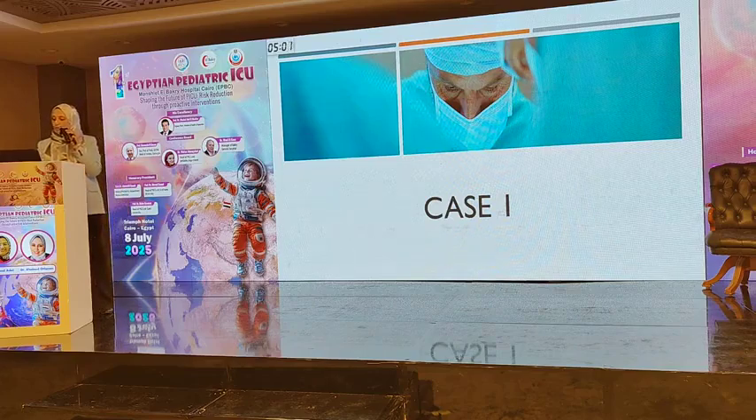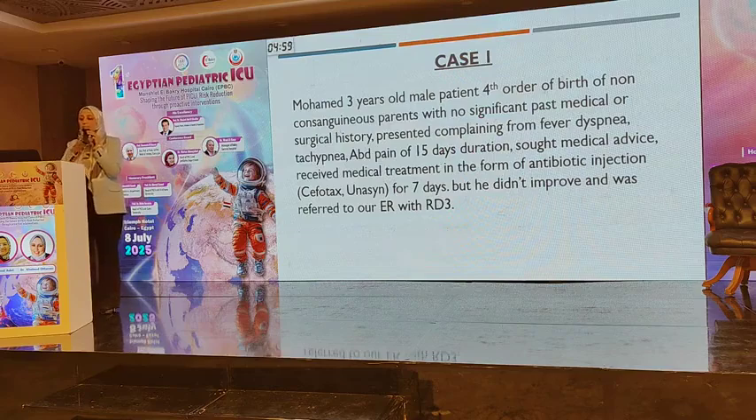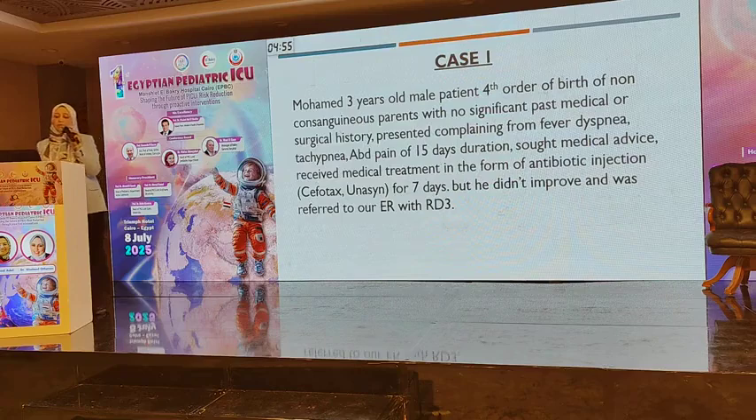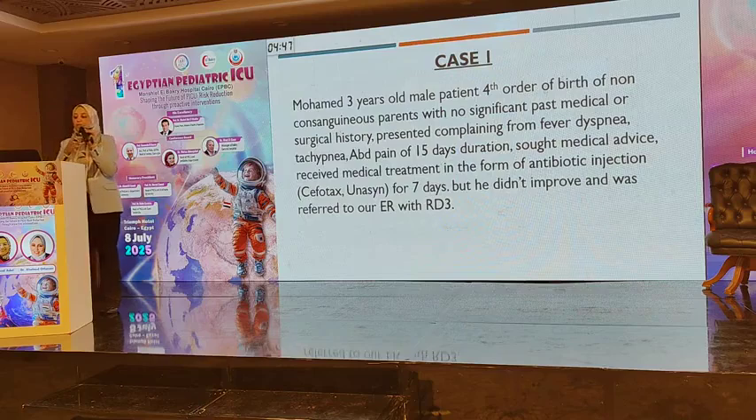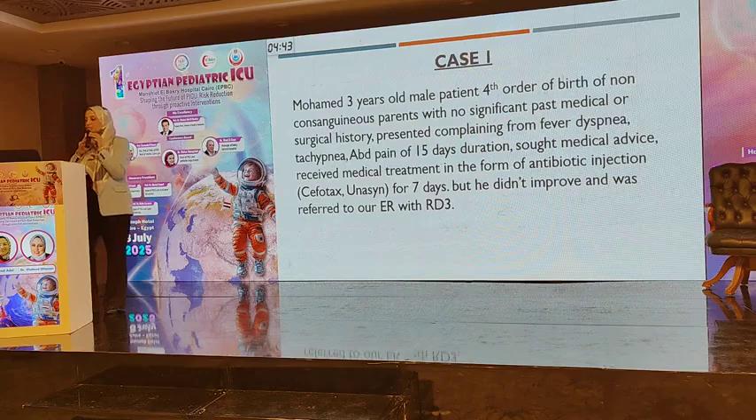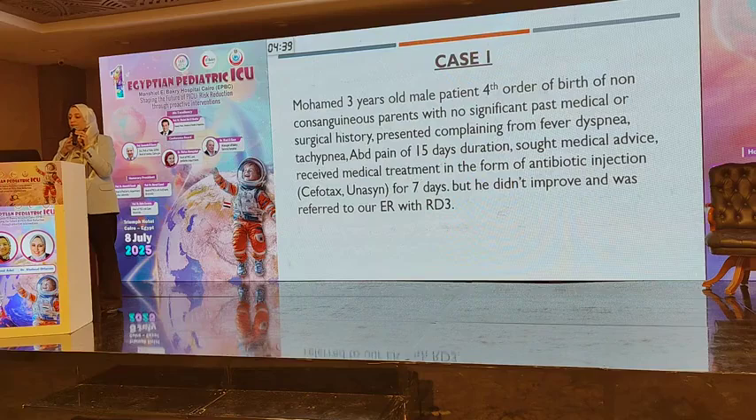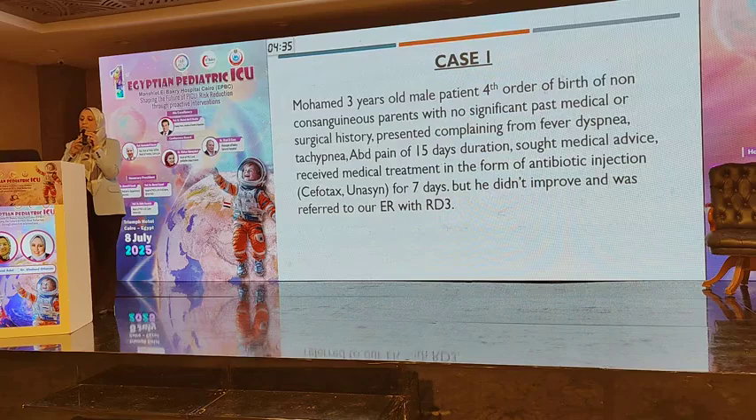Case number 1. Muhammad, 3 years old, male patient, fourth order of birth, with no significant past medical or surgical history. He presented complaining of fever, dyspnea, tachypnea, and abdominal pain of 15 days duration. He sought medical advice and received medical treatment in the form of antibiotic injection, Cefotax and Unasyn, for 7 days, but he didn't improve and was referred to our ER with respiratory distress grade 3.